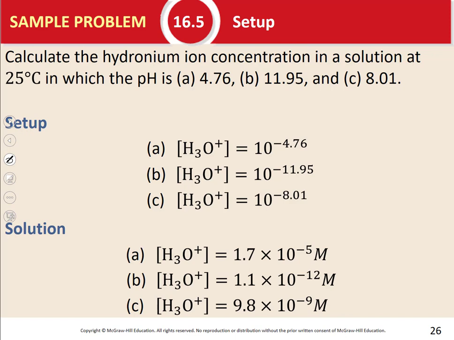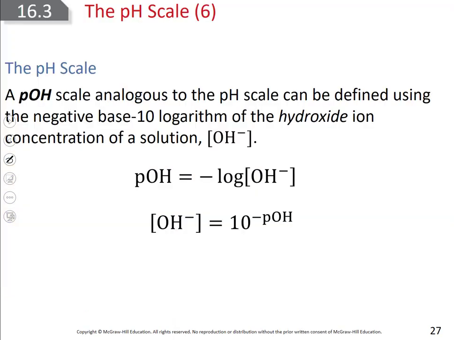Any questions about any of those? So what if instead of giving you the hydronium ion concentration, I give you the hydroxide ion concentration? Now you can do what we did in the last section and convert hydroxide ion concentration to hydronium using the equilibrium constant for water, 1 times 10 to the negative 14, and then proceed with the normal pH equation. That's perfectly fine. Another option is to go through a concept called pOH.